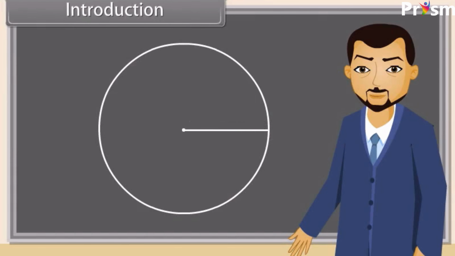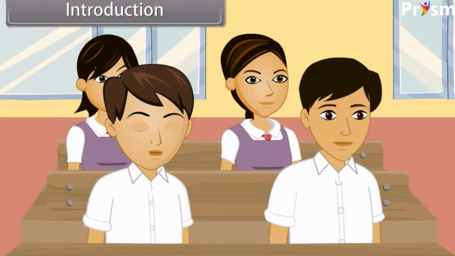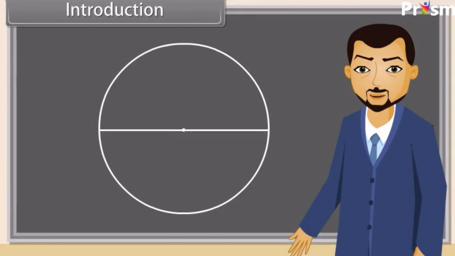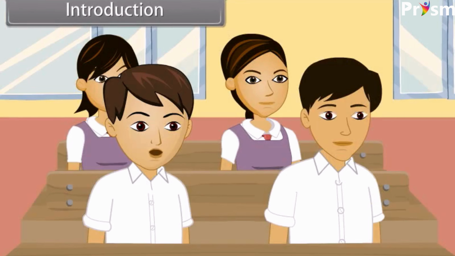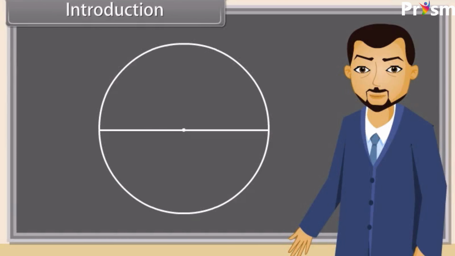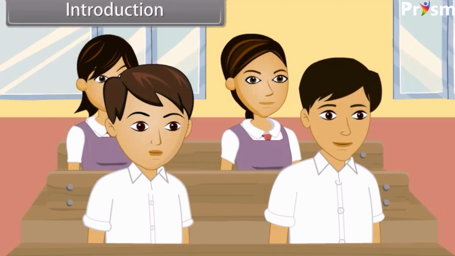Introduction. Students, what is this? Radius of a circle. Students, what is this? Diameter of the circle? Yes, you're right. And what if I mark a line segment here? What is this now? It's a chord.